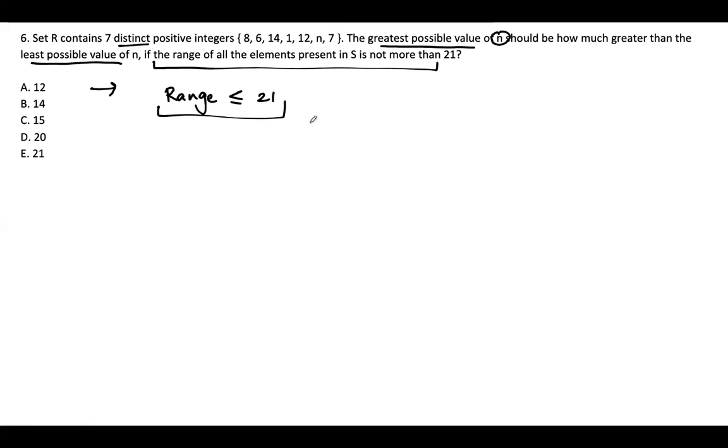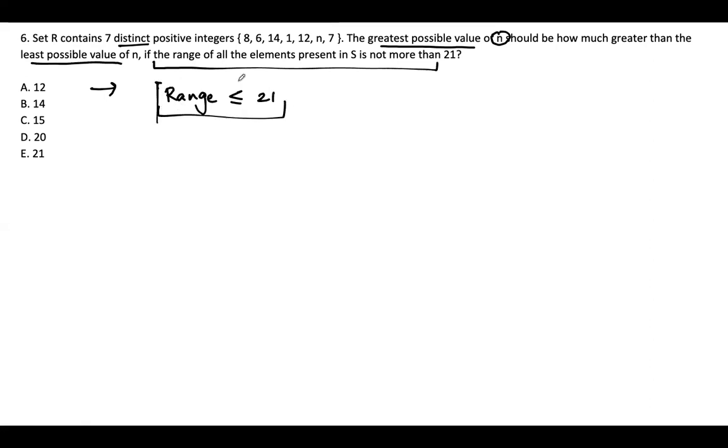Jaspreet, go for this question. Question 6. Set R contains 7 distinct positive integers. 7 distinct, again important. The greatest possible value of n should be how much greater than the least possible value of n if the range of all elements present in S is not more than 21. So range has to be less than or equal to 21.